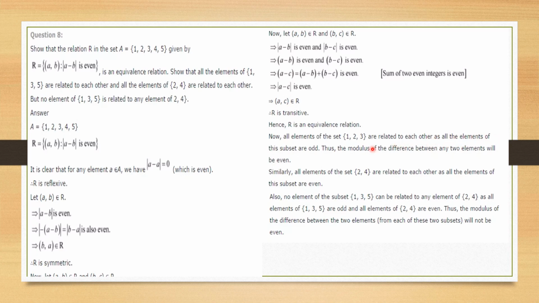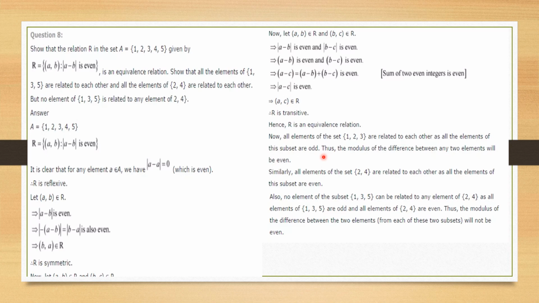Because you know that elements of this subset are odd. All these elements are odd, and the modulus of difference of any two elements will be even. Okay, so let us see. 1 minus 1 is 0, 2 minus 2 is 0, 3 minus 3 is 0. And when you work out a minus b with elements of itself, you will see that it is also coming out to be even.